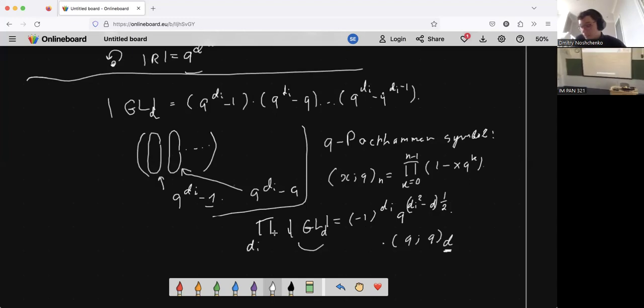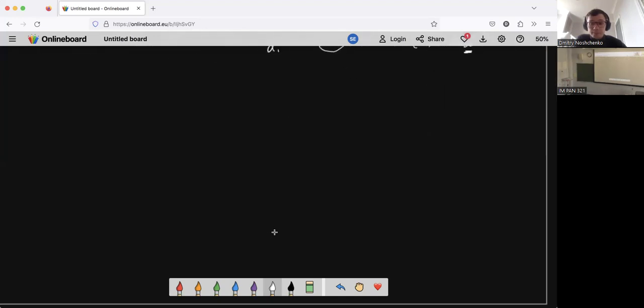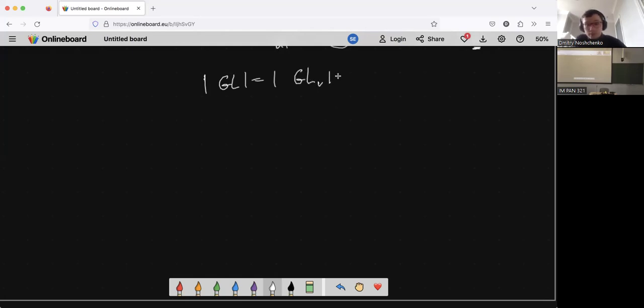And now we want to rewrite this formula in a slightly different way. So just now we have general arguments. So the size of GL would be given by, I will write it first and then I will comment.